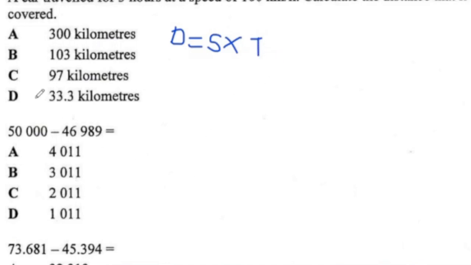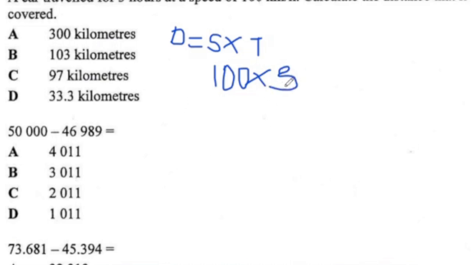Okay, so what we're going to do now is say, what is speed? Speed, we have got 100 kilometers per hour, times time. What is the time? 3 hours.